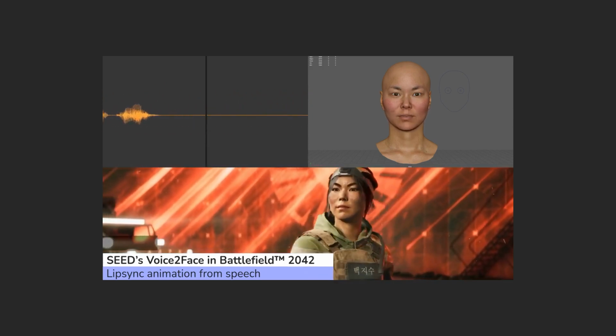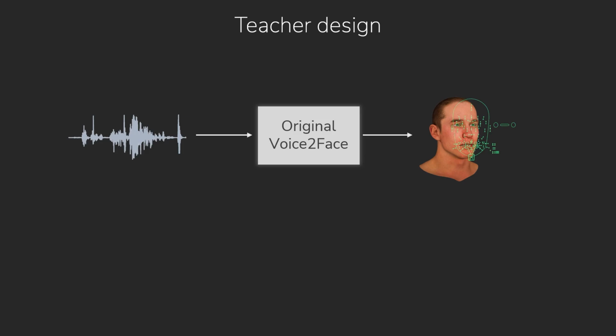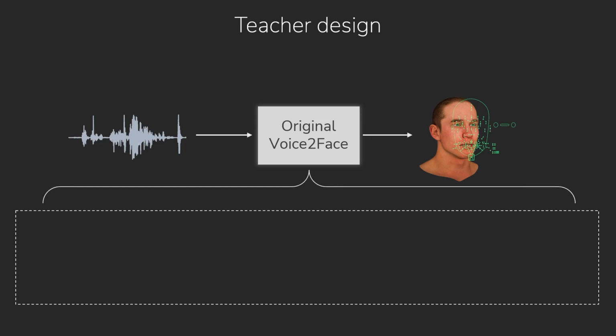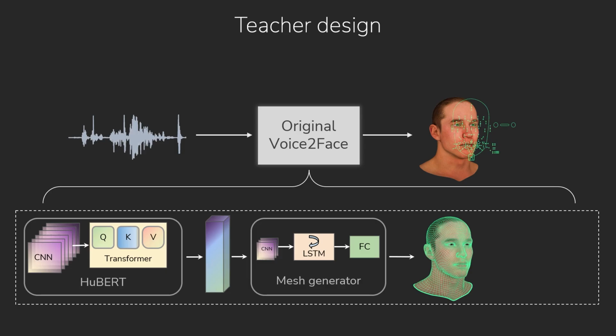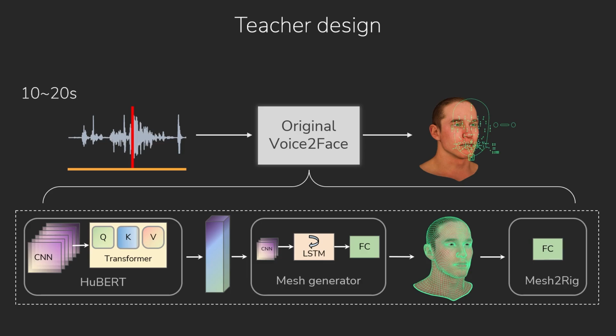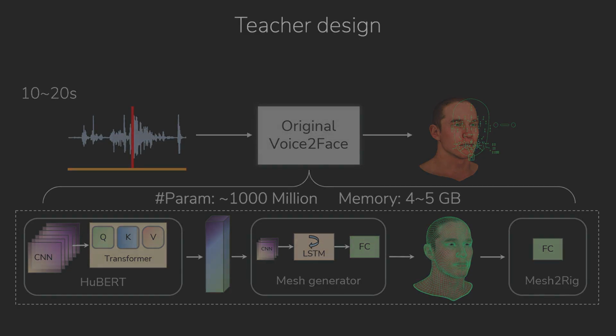Ready to deploy. Let us first look at its original architecture. The original voice-to-face model takes raw speech as input and generates rig animation frame by frame. It has three core components: a pre-trained Hubert speech encoder, a mesh generator that maps audio features to 3D facial meshes, and a mesh-to-rig module that converts meshes into animation rig parameters. The model processes full-length audio, typically 10 to 20 seconds, and produces high-quality, lip-synced facial animation at 30 frames per second. It has approximately 1 billion parameters and requires 4 to 5 gigabytes of memory to generate animation.